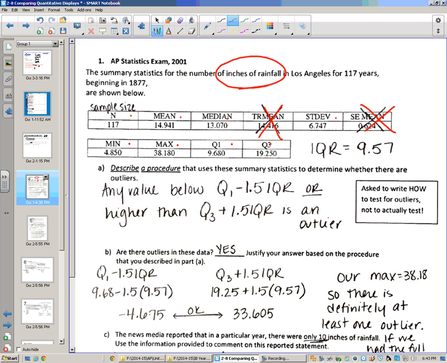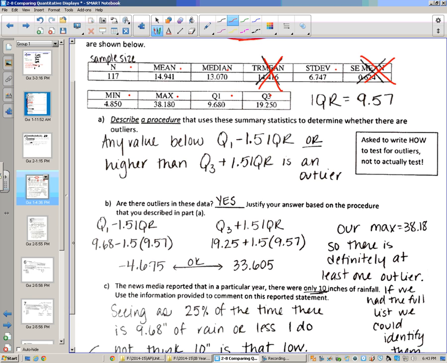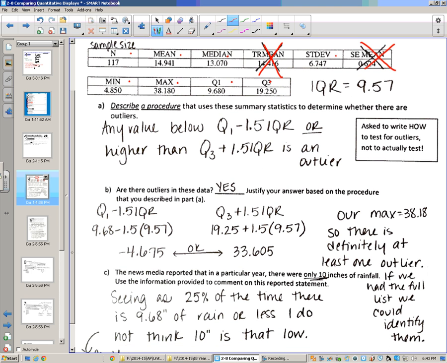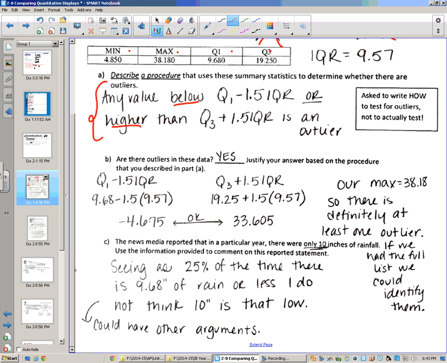So describe a procedure, that's saying write down what you would do. So this is our procedure that we learned in class for testing for outliers. They're not asking you to actually test. Okay, so anything below that or higher than that is an outlier. So now it's saying, are there any outliers?